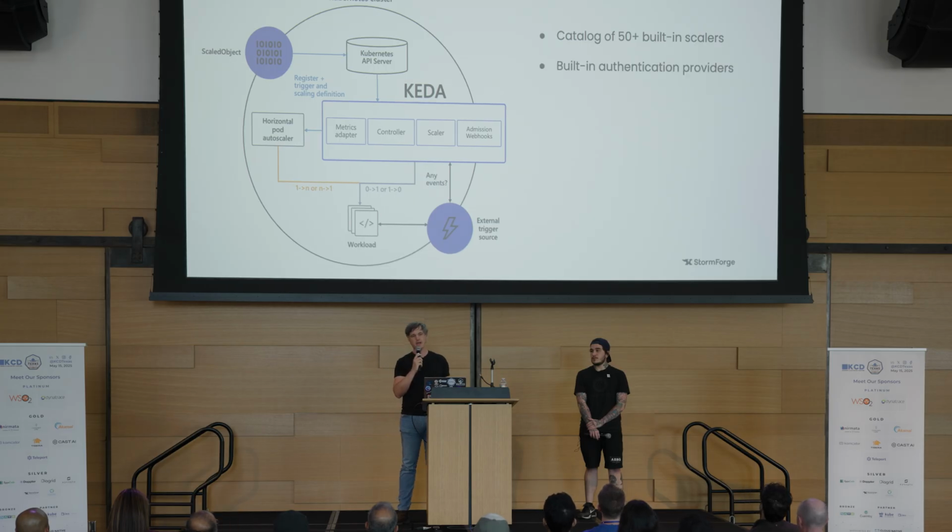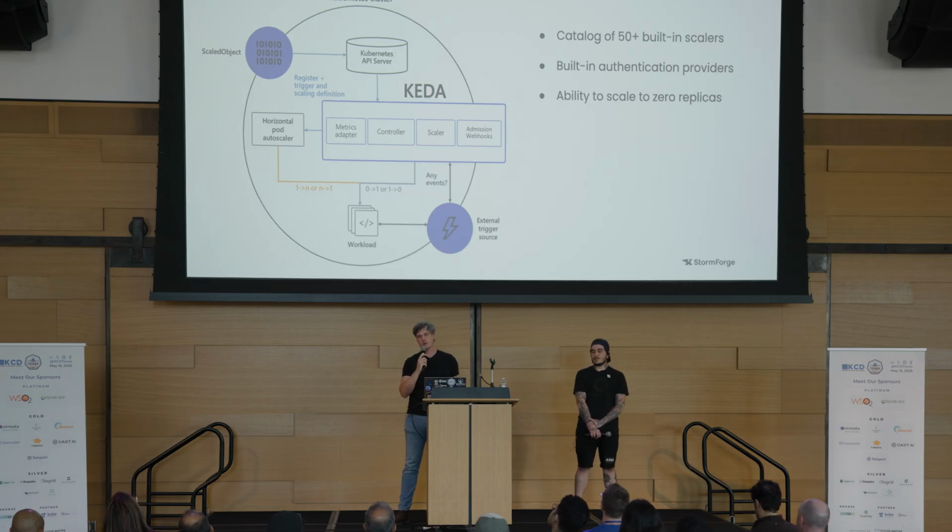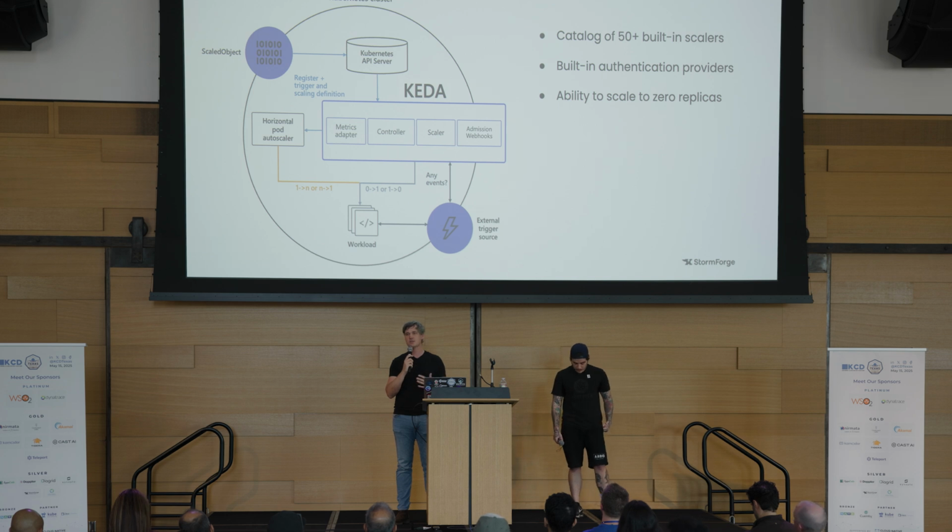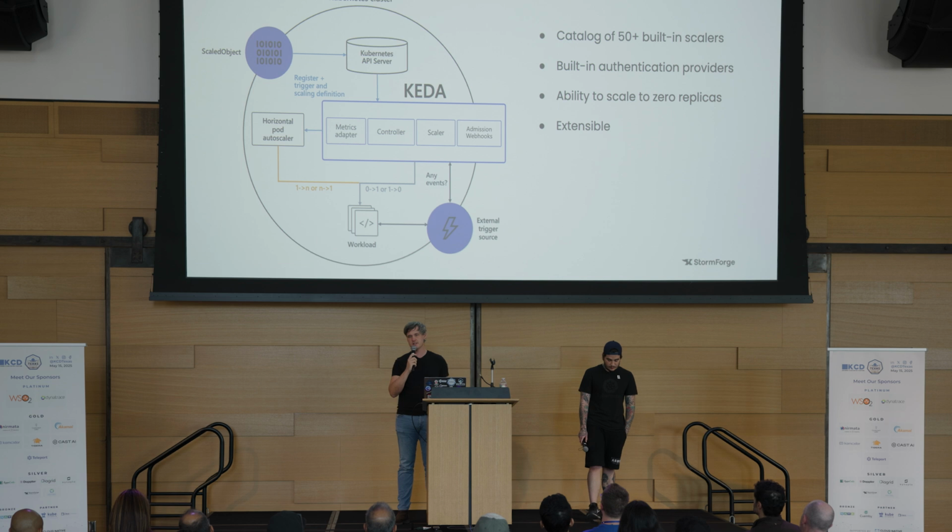It also provides a whole bunch of built-in authentication providers because you need to be able to talk to different tools. For example, we scale on a message queue hosted by Amazon, so we need to be able to authenticate to it. A big differentiator is it also supports scaling to zero. So if you have batch workloads which can actually be scaled to zero, you can save a lot of money. And then it's extensible. Like many things in the Kubernetes ecosystem, you can build your own.